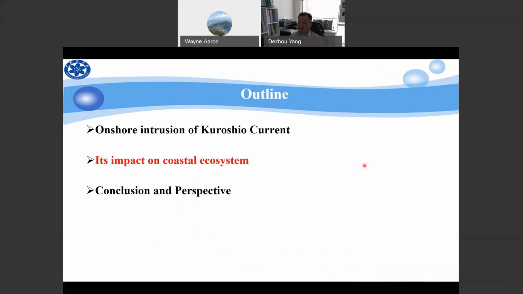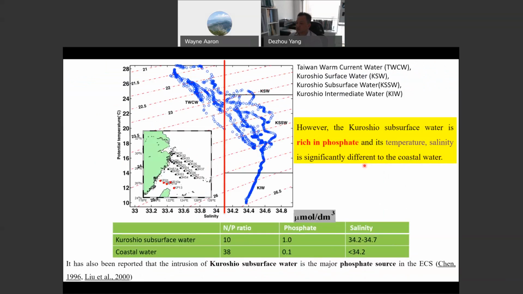The second part is its impact on the coastal ecosystem. To understand this, we first look at the salinity, the water mass. We can find this is from the Kuroshio current, from the boundary current. This one is the coastal water. In the coastal water and in the Kuroshio water, their temperature, salinity, and phosphate are significantly different.